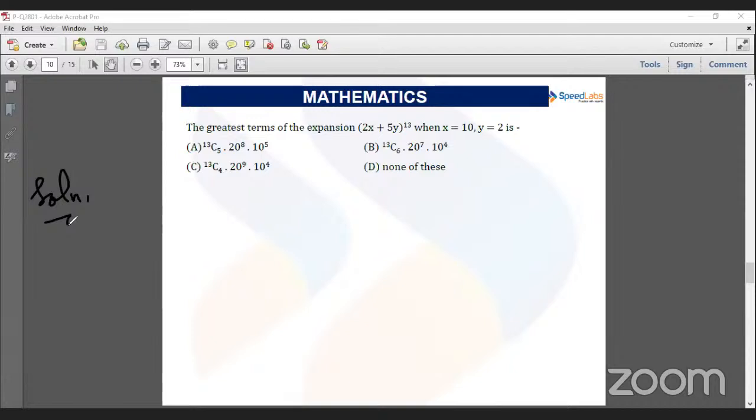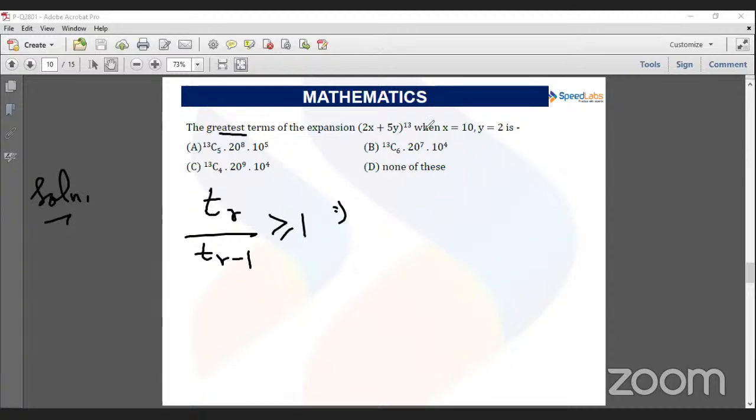The greatest term in the expansion of 2x plus 5y power 13 when x is 10, y is 2 is? How to do it? For the greatest term, we use the concept that t(r+1) by t(r), or t(r) by t(r-1), is more than or equal to 1. And the first r which satisfies this condition would be the number of the term which would be the greatest term in terms of numerical value, not the plus minus sign.